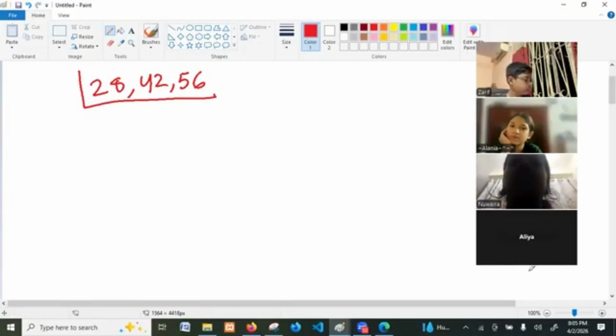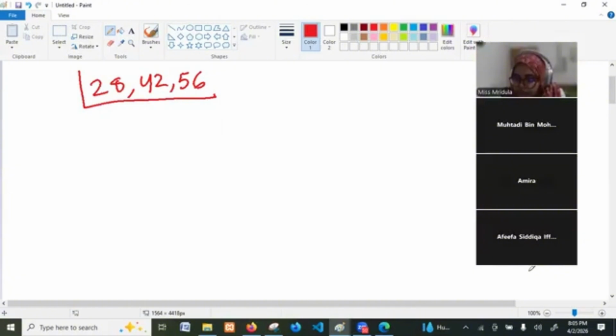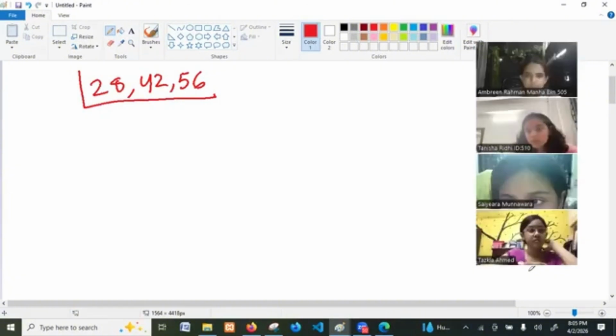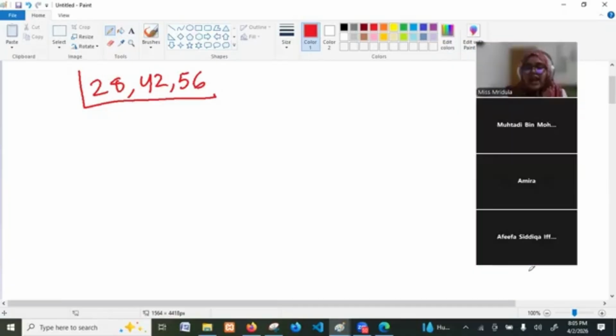Zubair, can you tell me, are they even or odd? Is Zubair here or he left? I can't see him. Yeah. So they are what? Amira, are they even or odd? Even. Even. So we can easily divide all these numbers with 2.